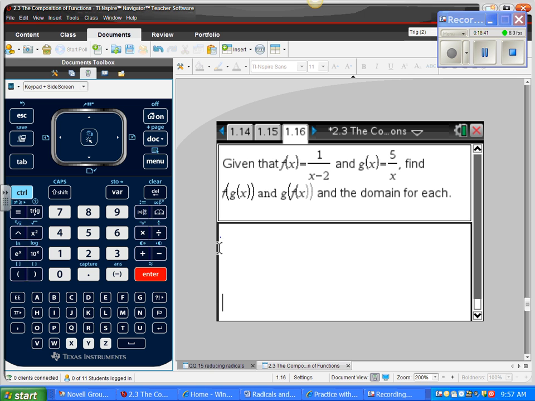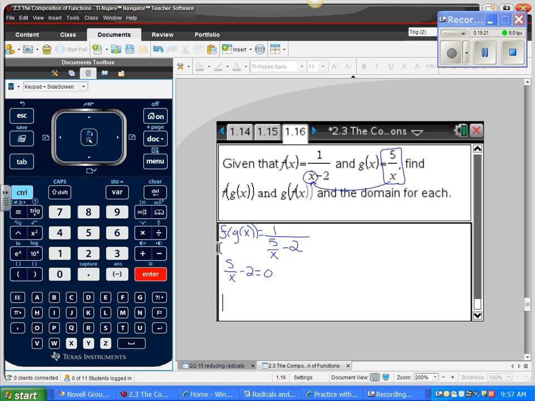All right, so let's start with f of g of x. So we know g is going to be going into f. g into f, so we get 1 over 5 over x minus 2. And let's talk about the domain for that. Now, we're dealing with a fraction here, so we know some things about fractions. We know that we cannot have 0 in the denominator of a fraction. So what we need to do is figure out what value of x would make this undefined. So we take that denominator and we set it equal to 0.